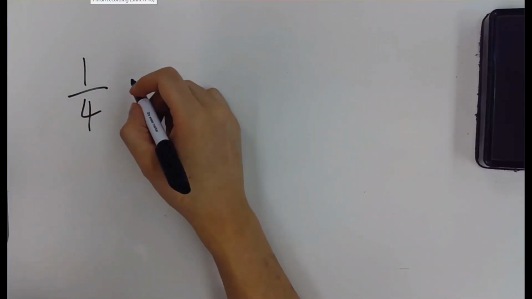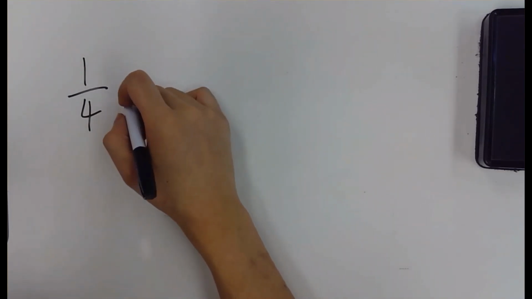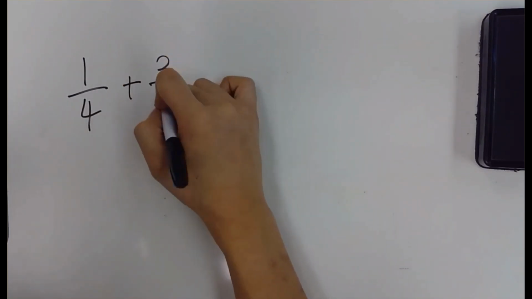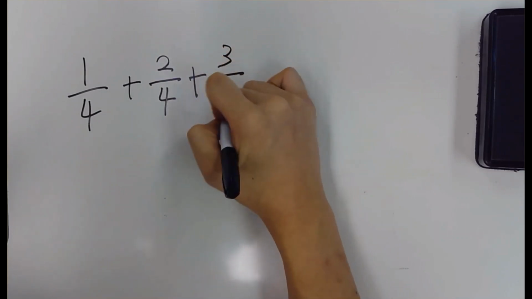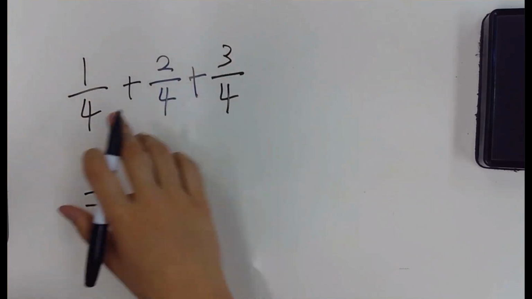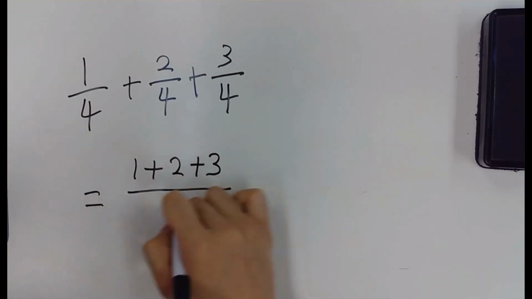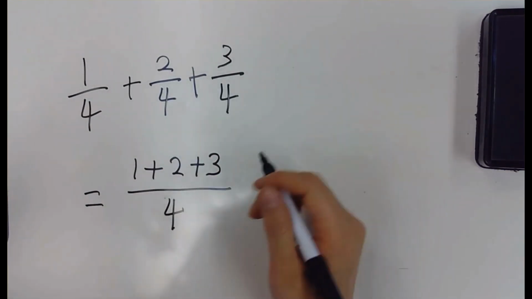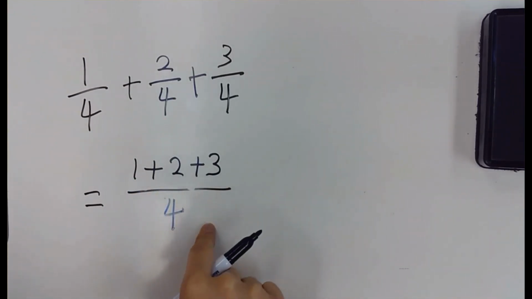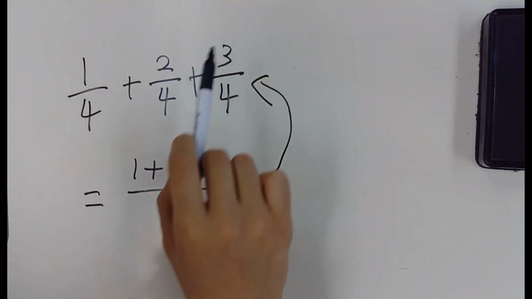One more thing that I want to review before I get to the next part is how to add fractions. Let's say I have 1 over 4 plus 2 over 4 plus 3 over 4. I know that the denominators are all the same, so when we add fractions with the same denominator, we just have to add the top numbers and put it over the same denominator. One thing that I want you to notice is that if I have something plus something plus something over the same number, then I can separate it into 1 over 4 plus 2 over 4 plus 3 over 4.